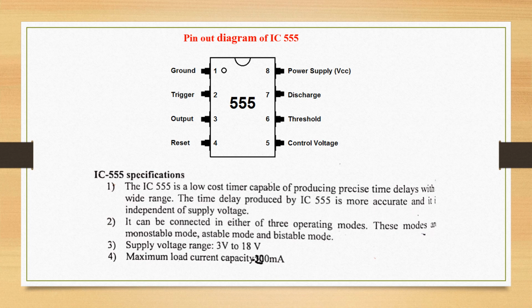The specifications of IC 555: it is a low-cost timer circuit. It can be connected in any of 3 operating modes, that is astable, bistable and monostable. Supply voltage requirement is 3 volt to 18 volt and maximum load current capacity is around 200 milliampere.